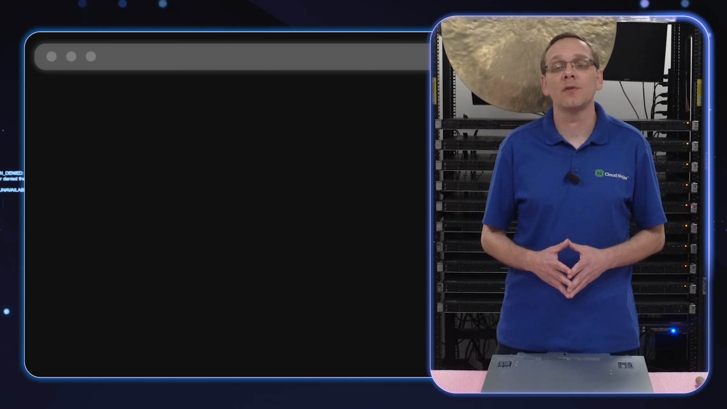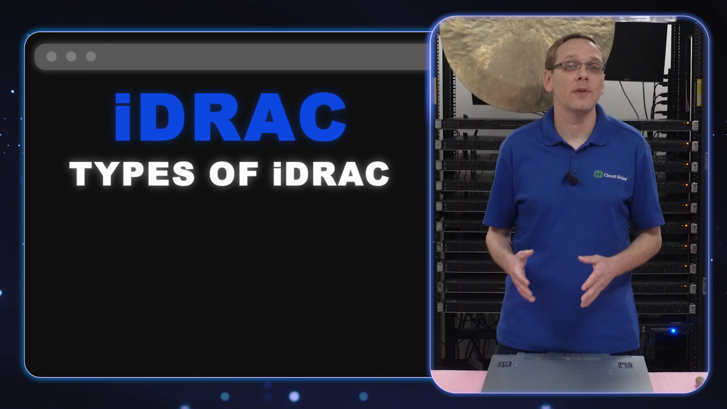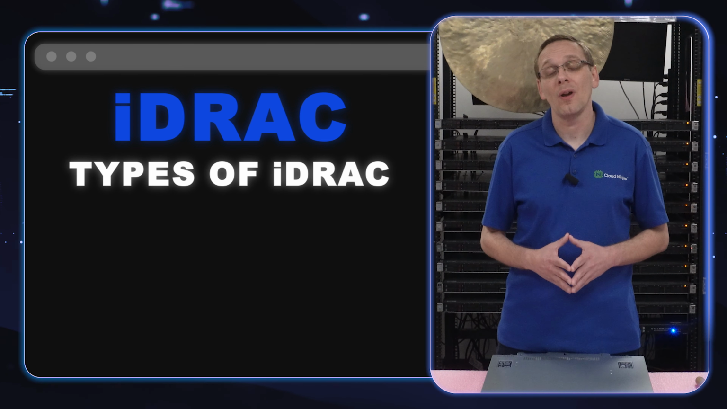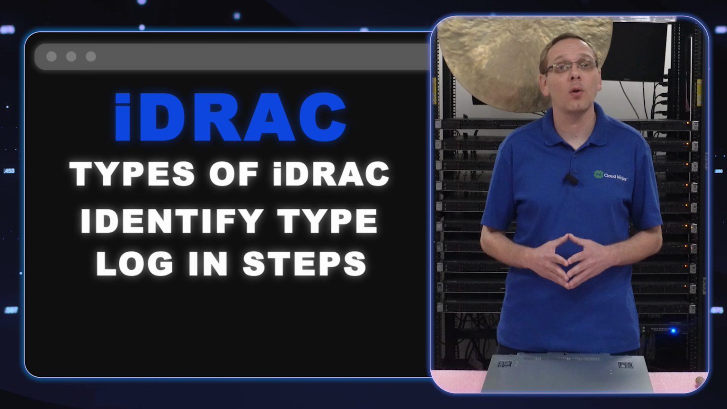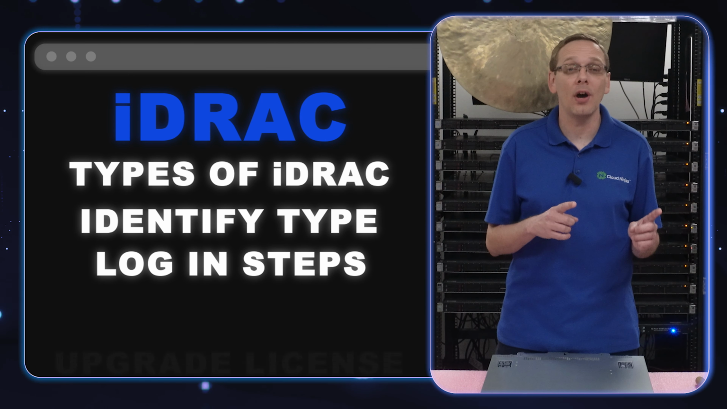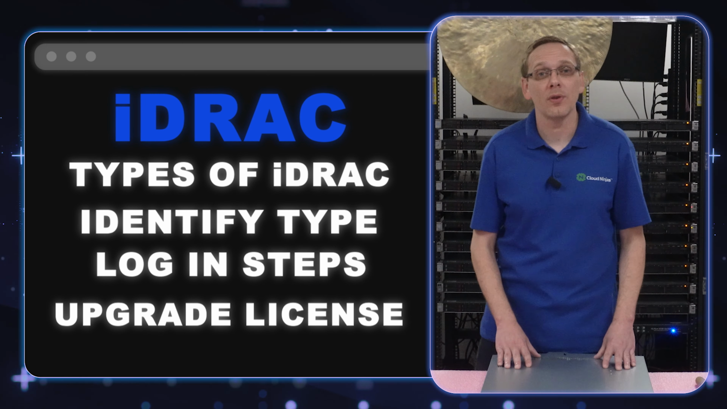So, here's what we're going to do in this video. We're going to first go over the different types of iDRAC9 for the 15th gen, and then we're going to show you how to identify what type you have. And then we're going to show you how to log into the iDRAC web interface, and then we're going to show you how to upgrade it from Express to Enterprise. So let's go ahead and start with the different types.